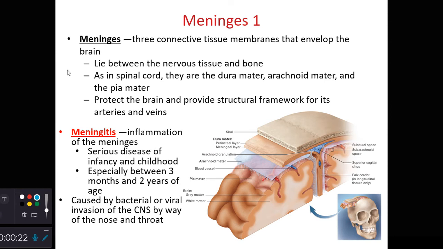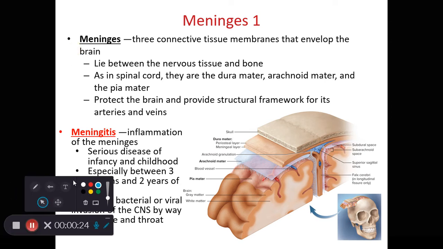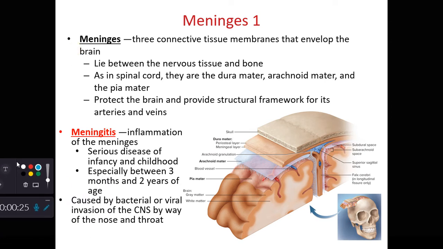As we look at the meninges, these bands of connective tissue envelop the brain. And there's three bands: the dura mater, the arachnoid mater, and the pia mater, from superficial to deep. So dura mater is on the outside, arachnoid mater is in the middle, and the pia mater is the deepest of the three.